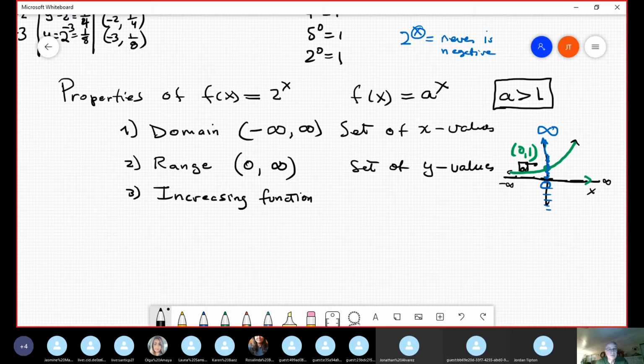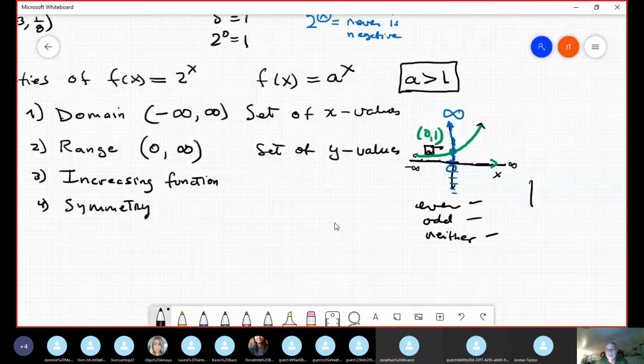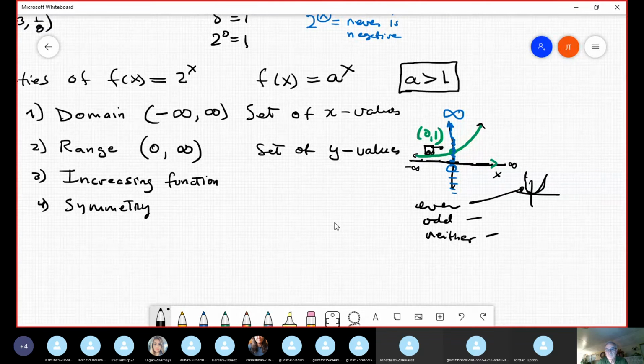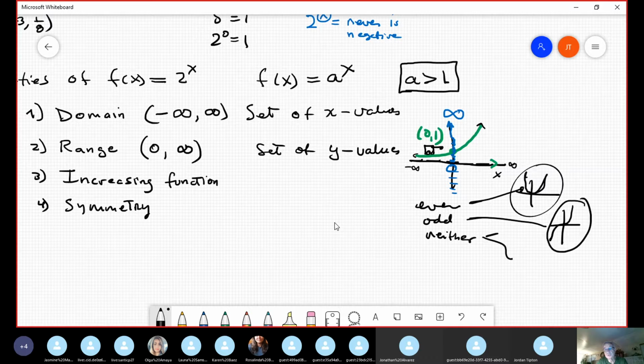And one more important property is symmetry. Symmetry, remember, the category of the symmetry is even, odd, or neither. What do you think about this? Even, odd, or neither. Remember, even is when it's symmetric with respect to the y-axis, like the classical parabola. Bang, it's even. Odd is symmetric with respect to the origin, like that. And neither is neither even nor odd. So it's obvious that it's neither, because the positive part and the negative part are completely different. Completely different. Anyway.